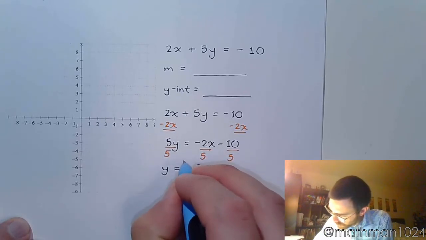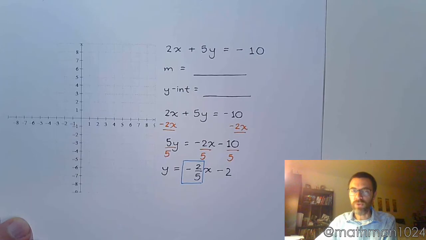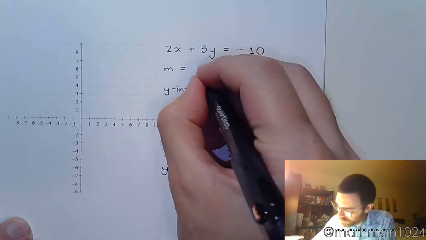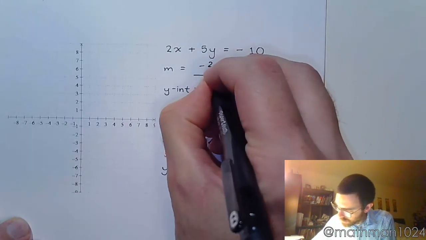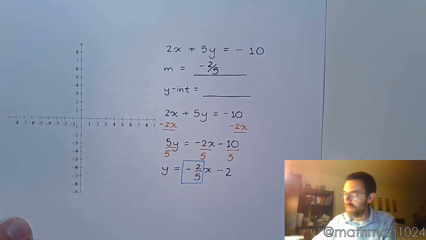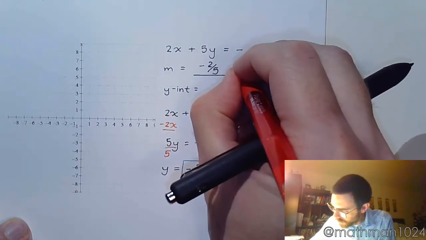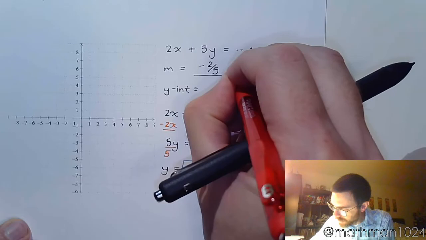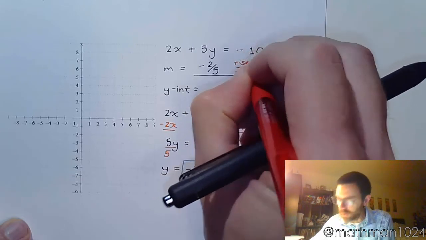This coefficient of x is your slope. All right, so my slope is -2 over 5. And again, we're going to write this over here just to the side to help us remember that this means rise over run.